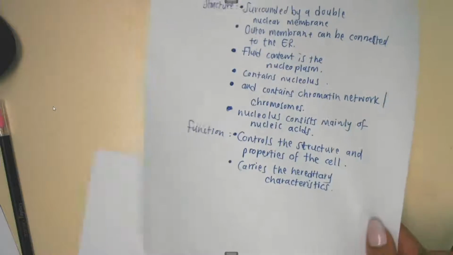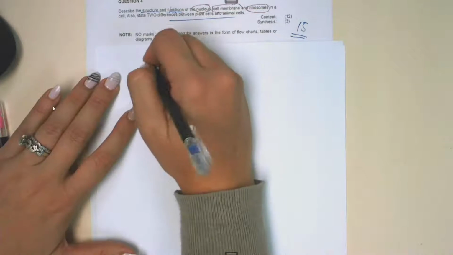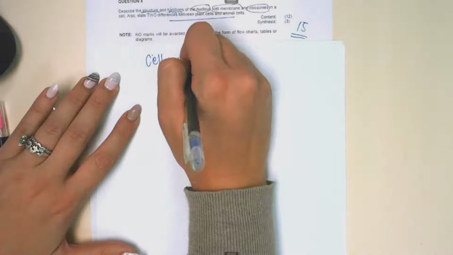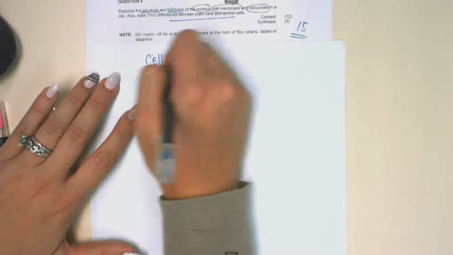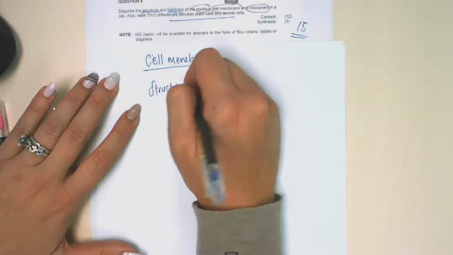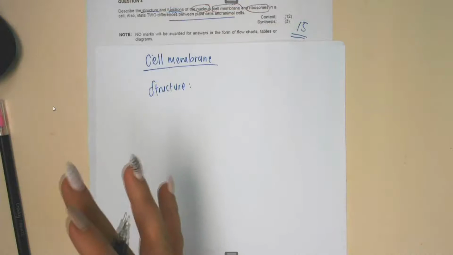Then they asked you to do the cell membrane. So you're going to start exactly the same as what you've done the nucleus, and you're going to give yourself another subheading by saying cell membrane. And I'm going to start with the structure of the cell membrane. Again, discuss it, make sure that you know what is the structure, and then you go over to the functions.